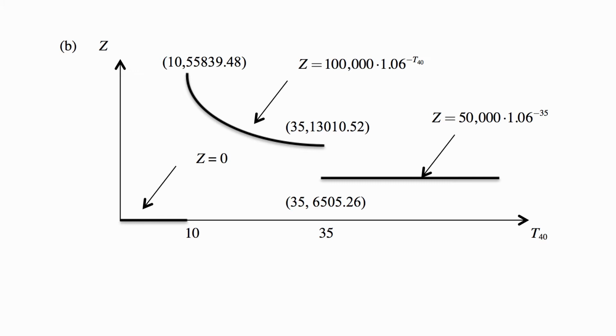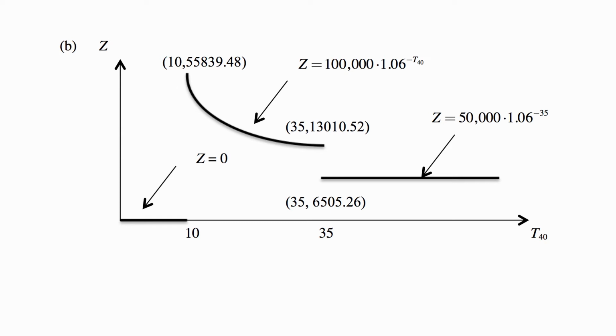So for future lifespan of 10 exactly, the point on the graph is 10 and 55,839.48, which is the present value of death benefit of 100,000 calculated at 6%, discounted 10 years from age 50 to age 40, which is the age at which the policy is issued.